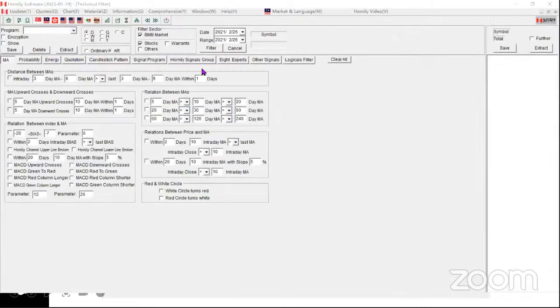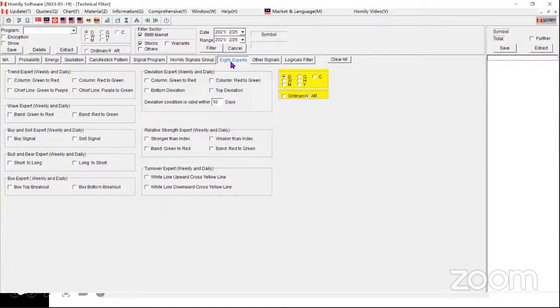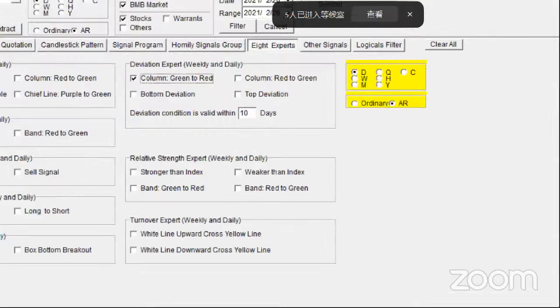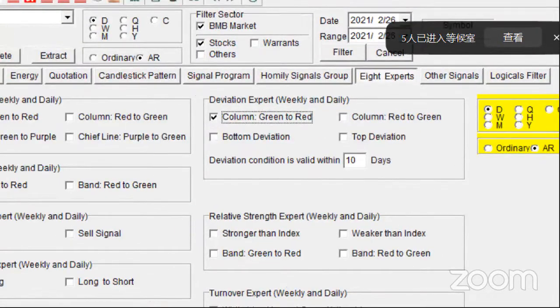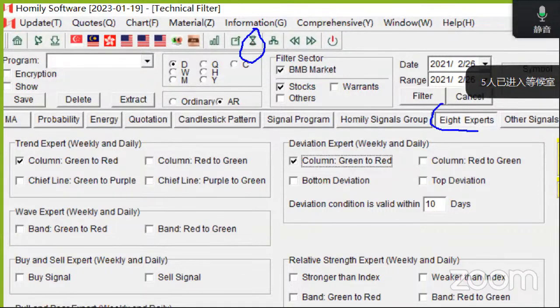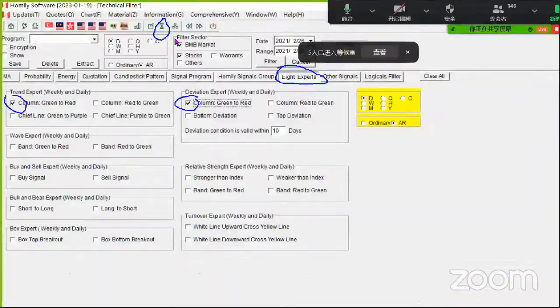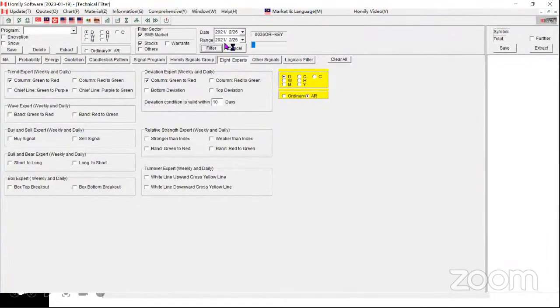You enter the filtering system, then you go to A expert, then you tick column green to red. For Deviation, also tick column green to red. Just click this one, then enter here, then tick column green to red, tick column green to red, then down. Yeah, very easy. Then we can do the filtering.